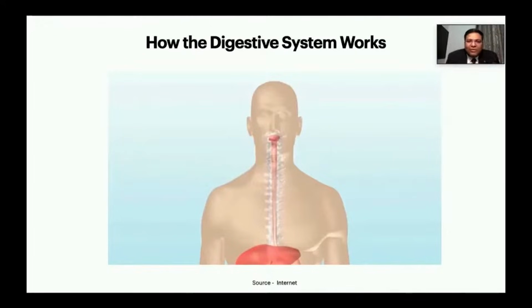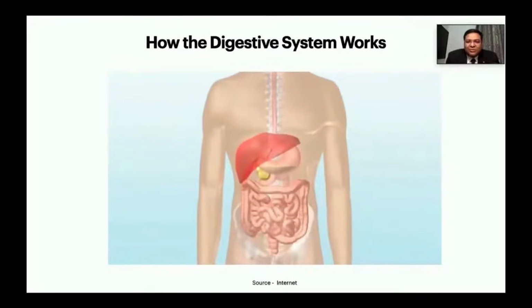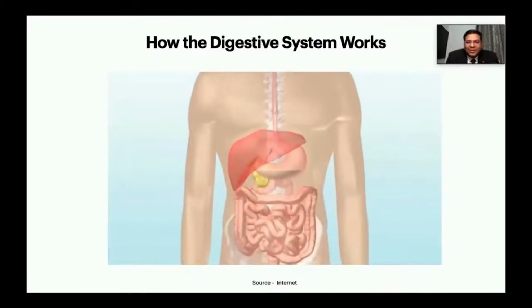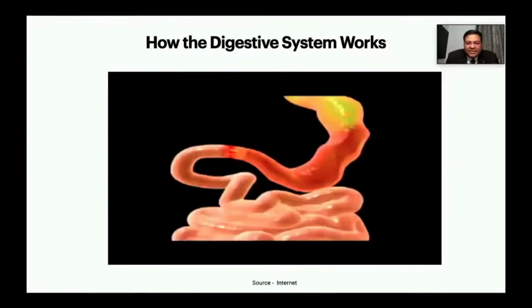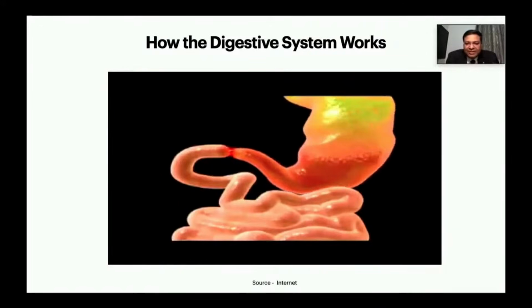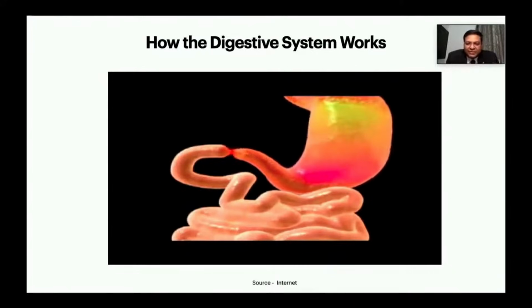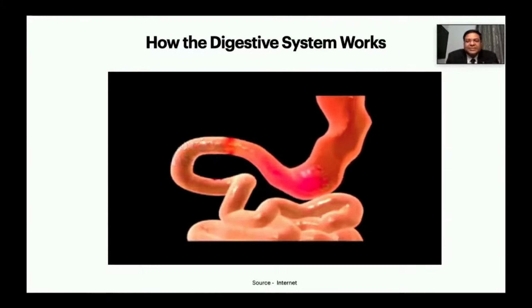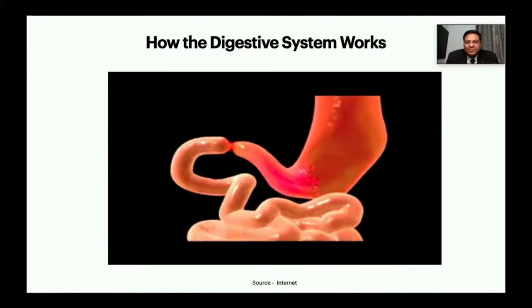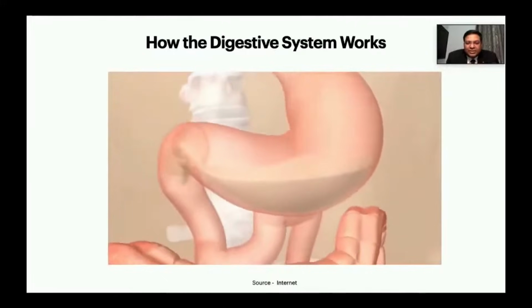Now, going to how the digestive system works. Once you have taken the food, it travels through the food pipe and falls into the stomach. In the stomach, there are acids and other gastric juices, and the stomach acts as a mill and grinds the food which we take. This is how the stomach grinds whatever we have taken and converts it into a semi-liquid substance. This semi-liquid substance is then pushed into the small intestine.